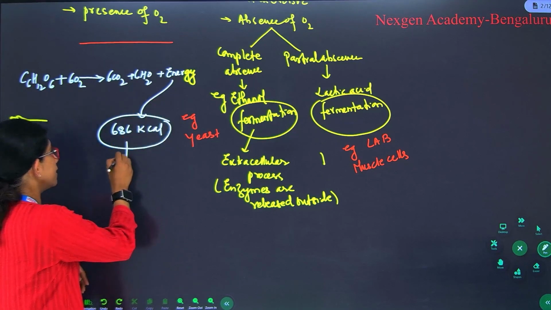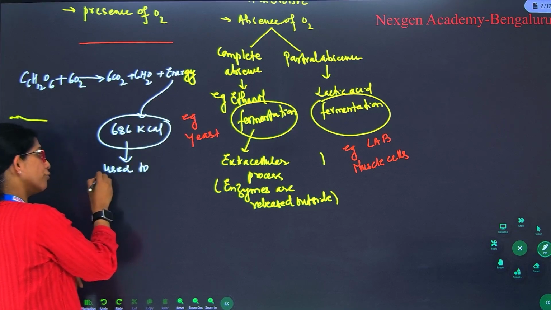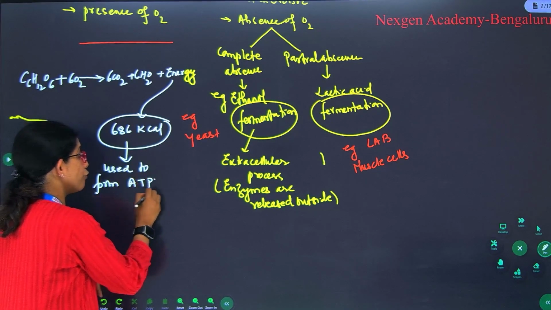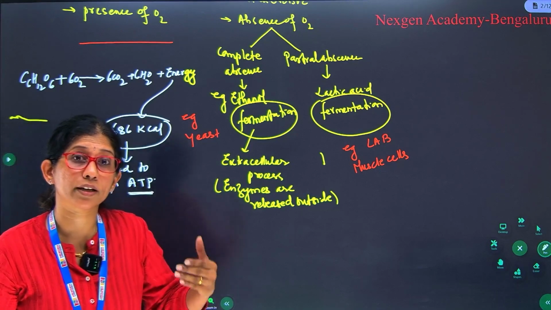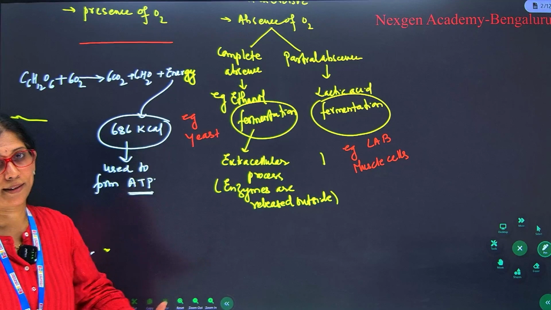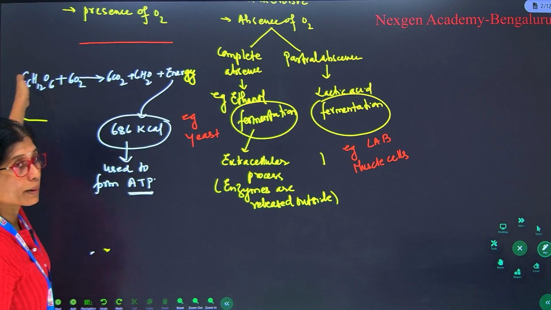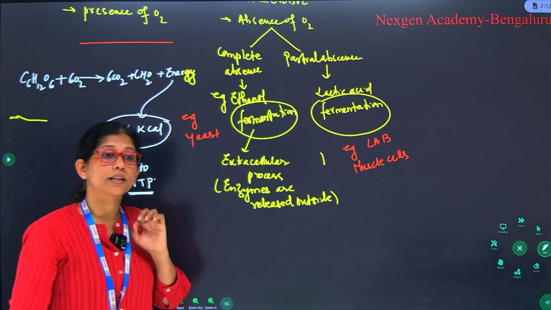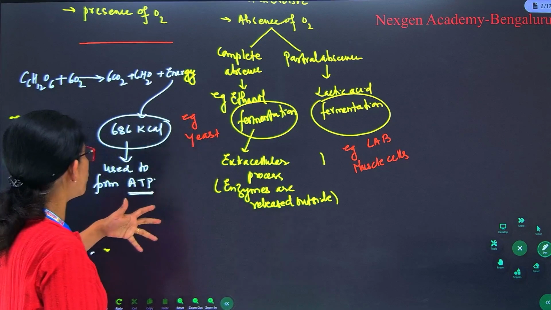Now this energy, what is released here, is used to form ATP. So ATP is also formed in our body. To form ATP we also require energy, or the plant requires energy. So where is that energy coming from? The energy is coming from the breakdown of food. Always remember, aerobic respiration will give you maximum energy compared to anaerobic respiration.